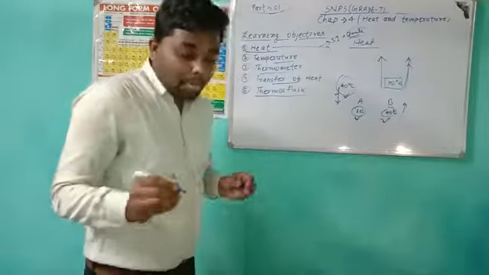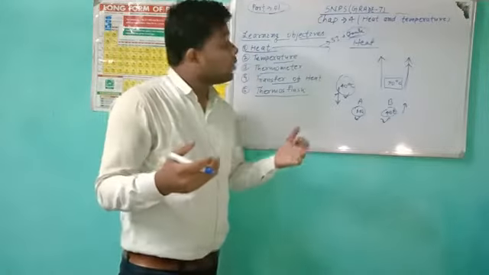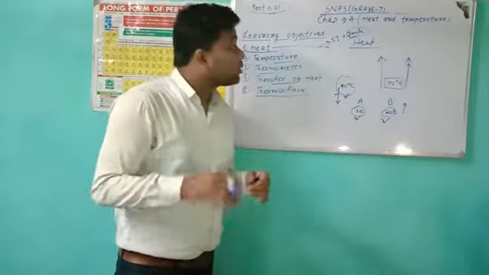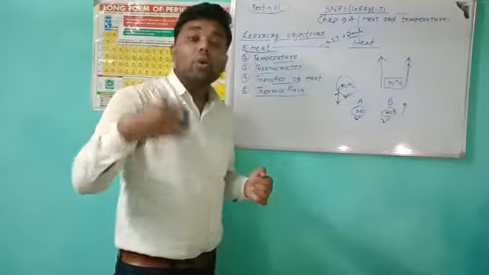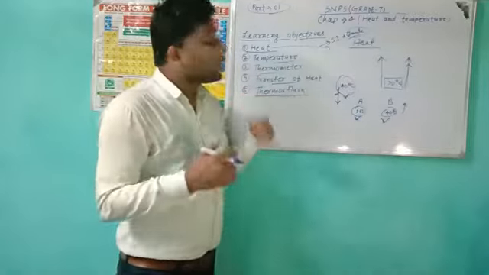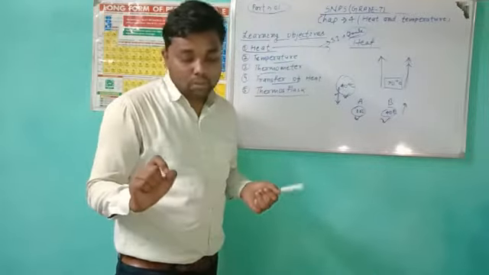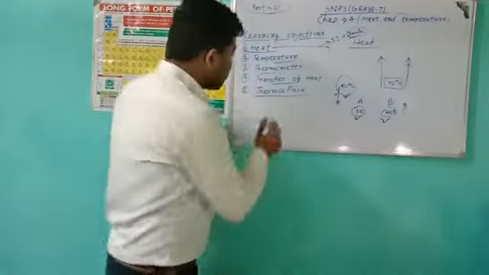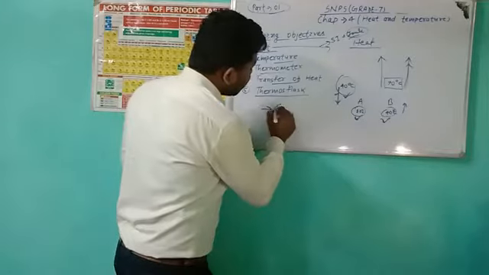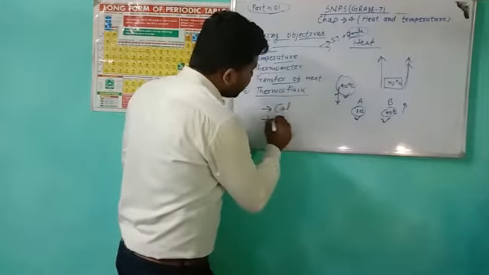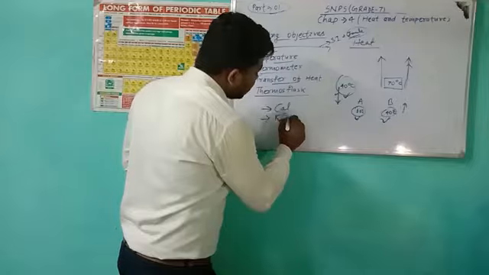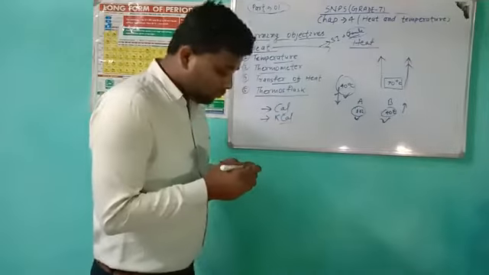But some units are also used by us, called non-SI units, that is calories and kilocalories. Calorie is represented as cal and kilocalorie is represented as kcal.